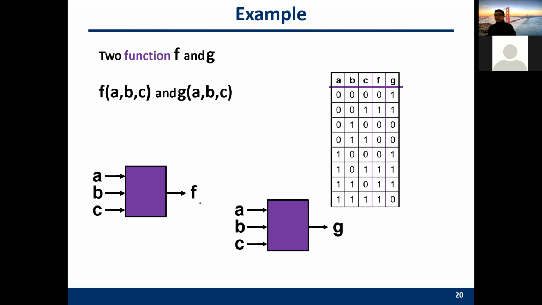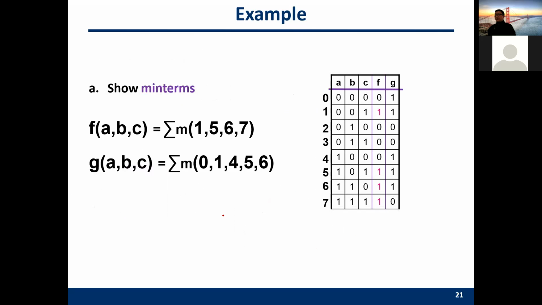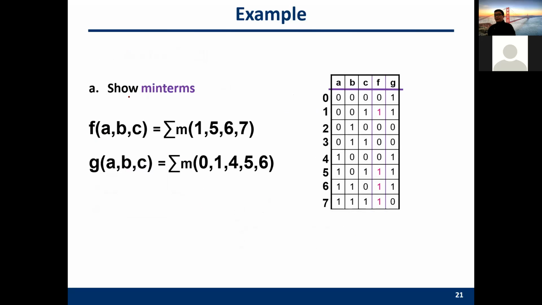So this is our goal. We want to design a circuit to implement the function F. We also want to design a circuit to implement function G. In order to understand how to use these CMOS gates connected together to implement these functions, we need to show the minterm first.